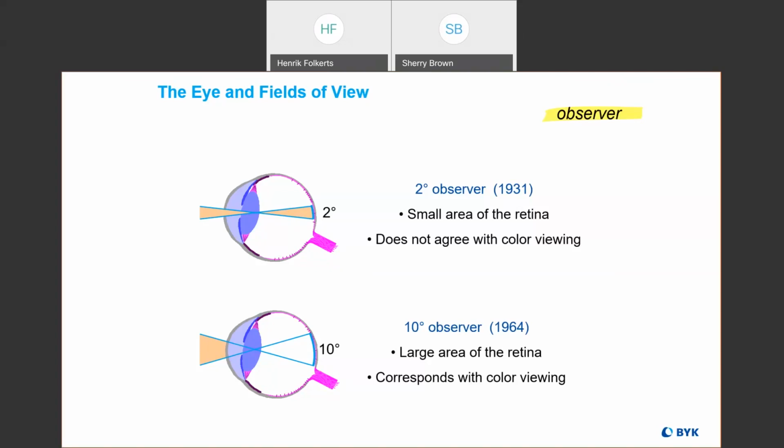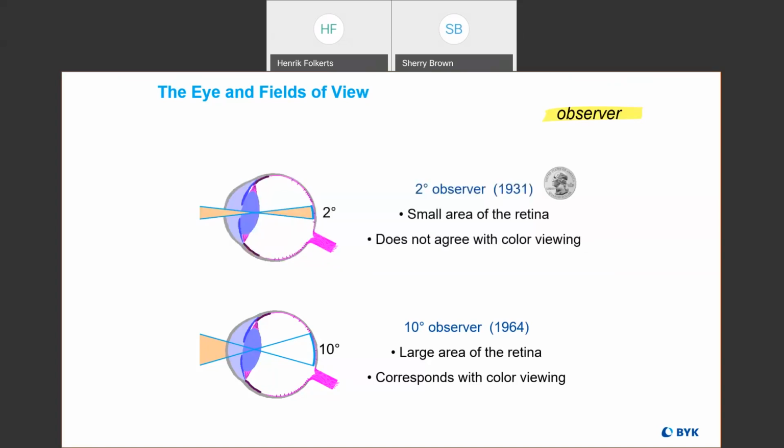So in 1964, they redid the experiment using a 10-degree field of vision, and that light hits a much larger area of the retina, and they found that corresponds better with color viewing. So the 10-degree observer functions are almost exclusively used today. There are still a few applications for which the 2-degree observer is used. Yellowness indices are one common use for those. But typically for most color measurement, it's the 10-degree observer.